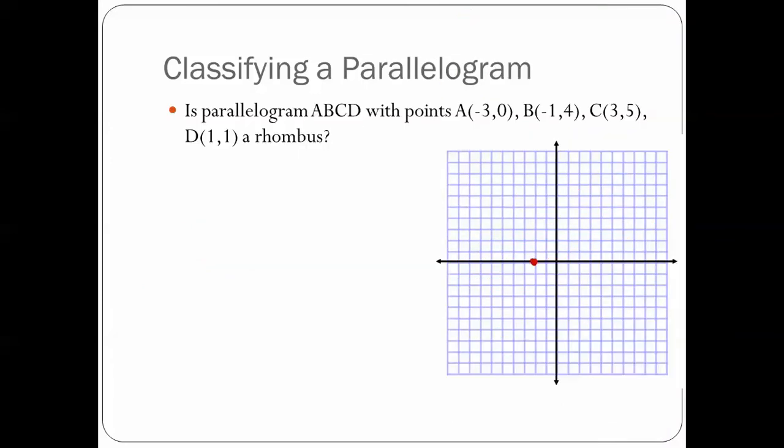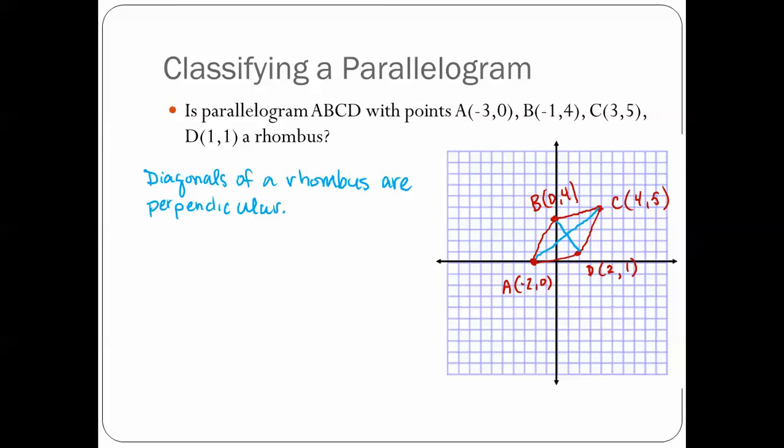In this next example, we're asked if parallelogram ABCD is a rhombus. First step, plot the points. Now that we have the points plotted, we need to figure out, is this a rhombus? Well, a rhombus, by definition, has 4 congruent sides, and if we recall, one of the properties of a rhombus is that its diagonals are perpendicular. So we could either do the distance formula 4 times and see if all the 4 sides are the same length, or we could simplify it a little bit and just determine if the diagonals are perpendicular.